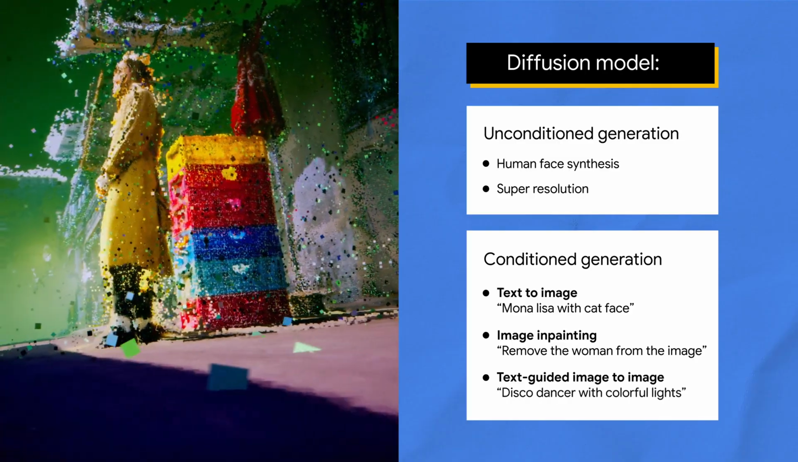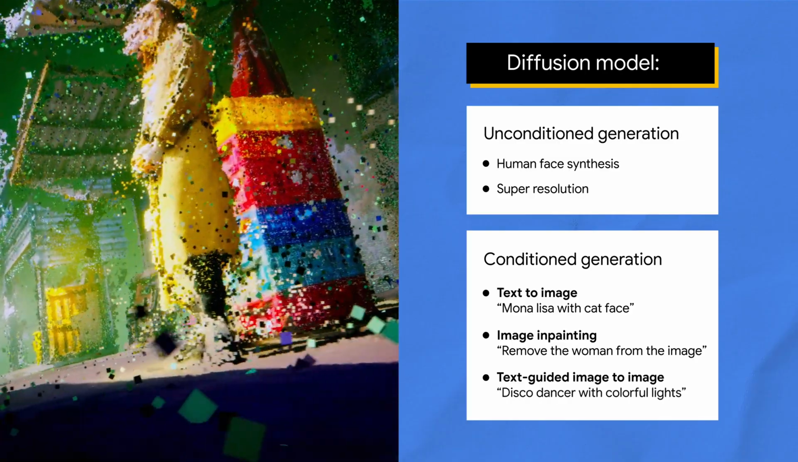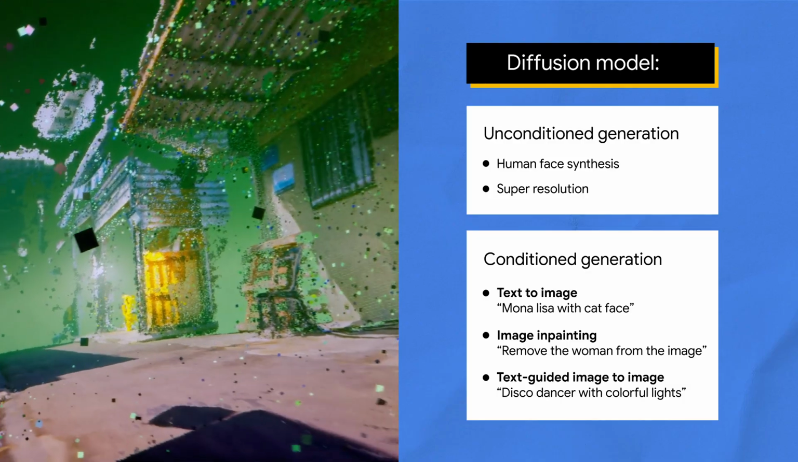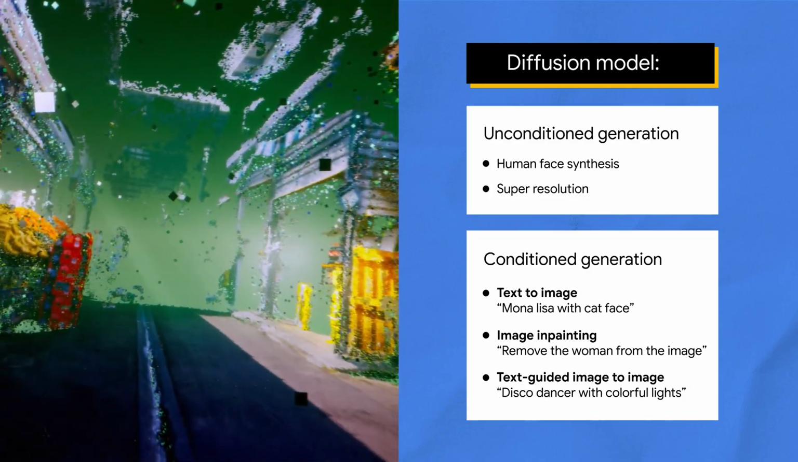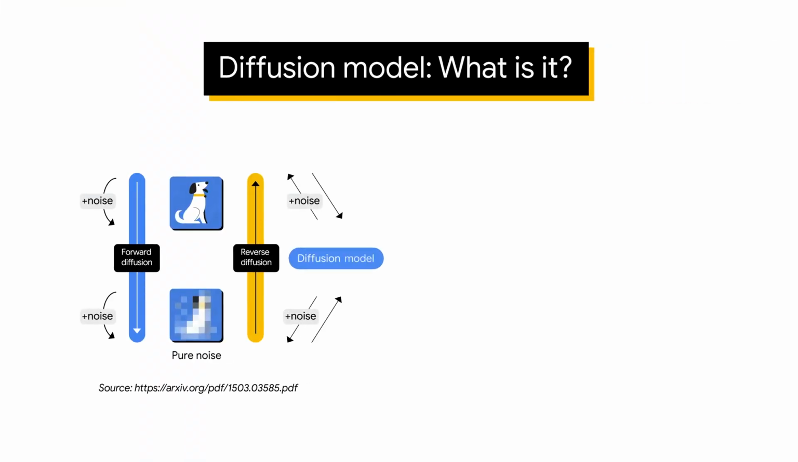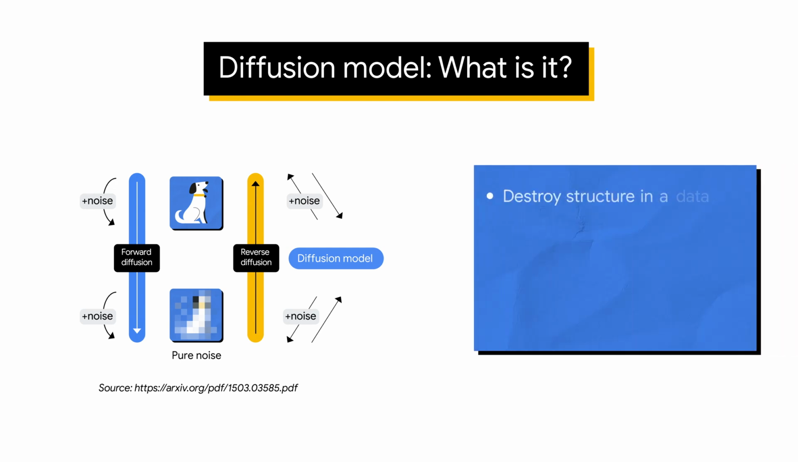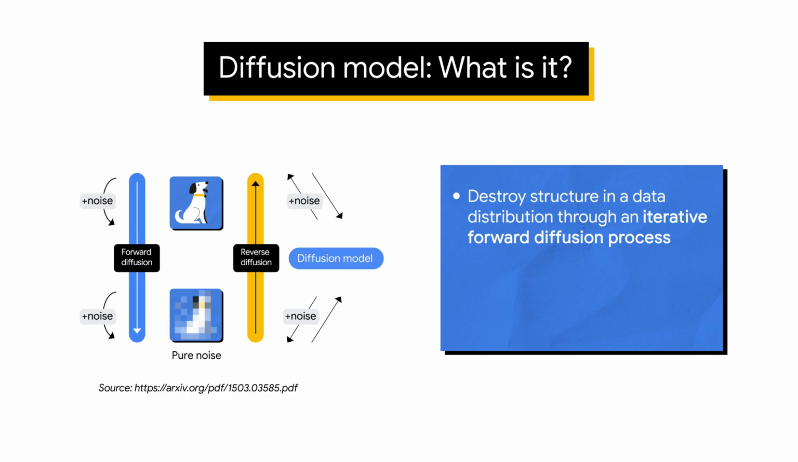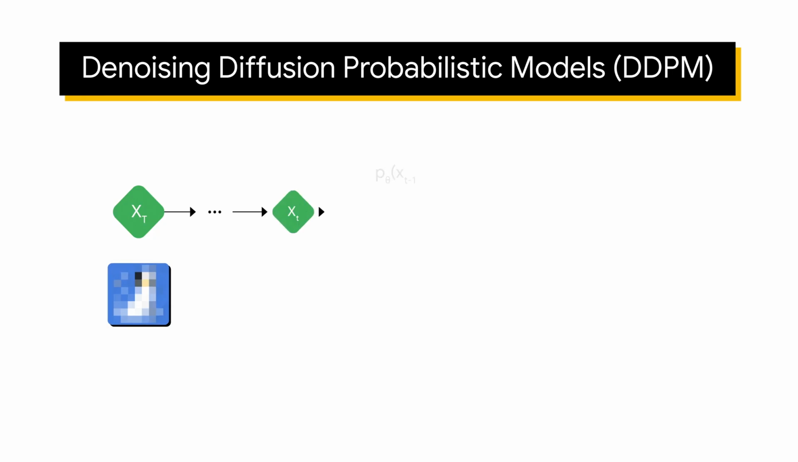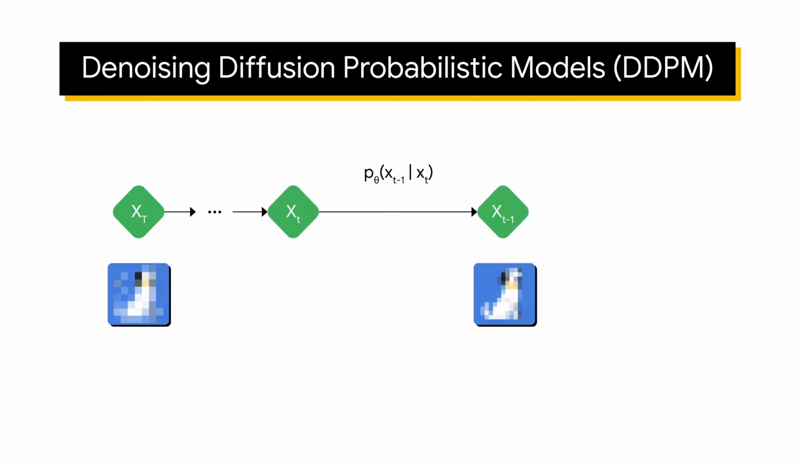Let's dive into diffusion models and talk at a high level about how they actually work. In this talk, for simplicity, let's focus on unconditioned diffusion. Now, this is a really interesting idea. It's quite different than any other image generation approaches. Destroy structure in a data distribution through an iterative forward diffusion process. Learn a reverse diffusion process that restores structure in data. The goal is that by training a model to denoise, that model will be able to take in pure noise, and from it, synthesize a novel image.